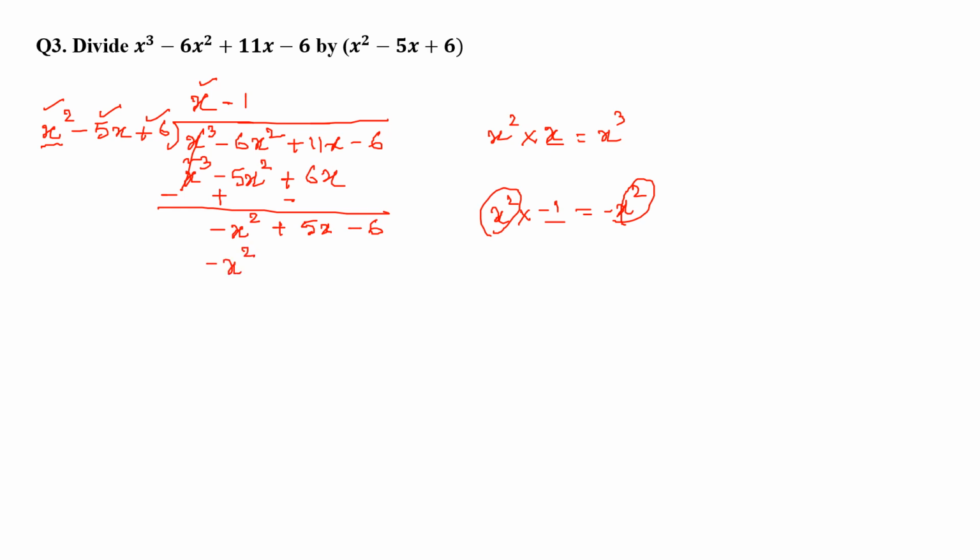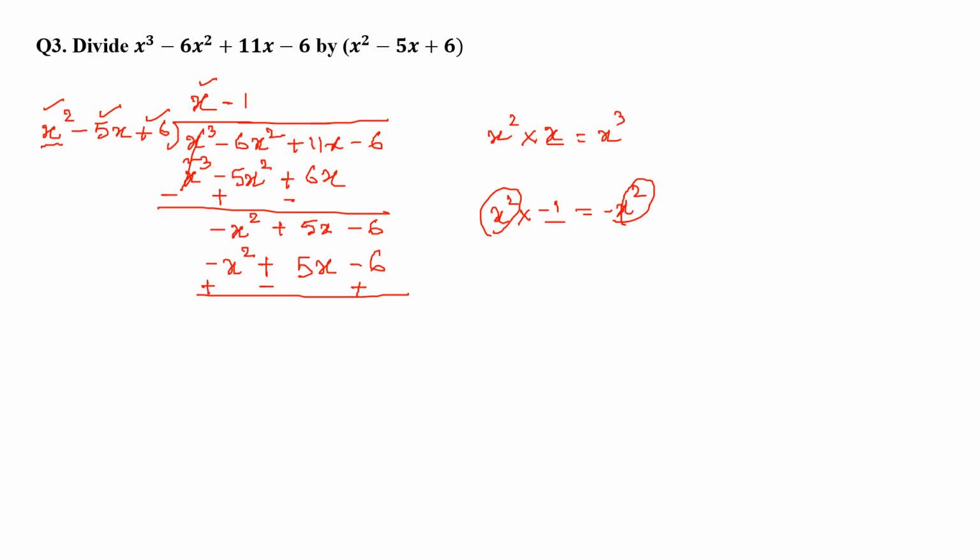Now I am multiplying all the terms of the divisor with the second term of the quotient. So x square into minus 1 is minus x square. Minus 5x into minus 1 is plus 5x. And then plus 6 into minus 1 is minus 6. Now I have to do the subtraction. So the sign will change. This minus will become plus, plus will become minus, and this minus will become plus.